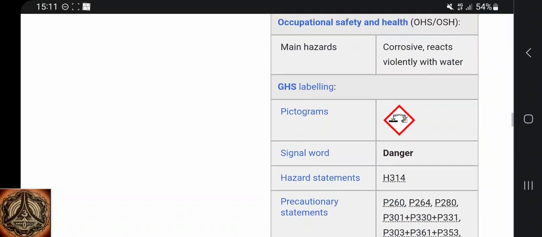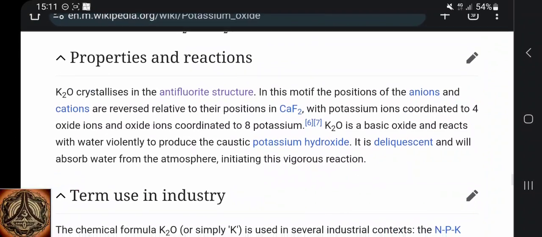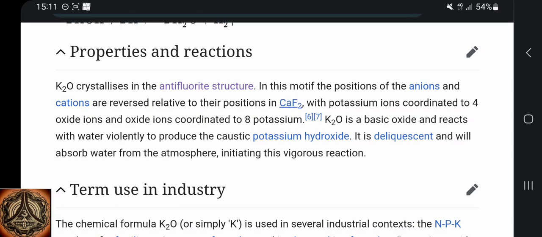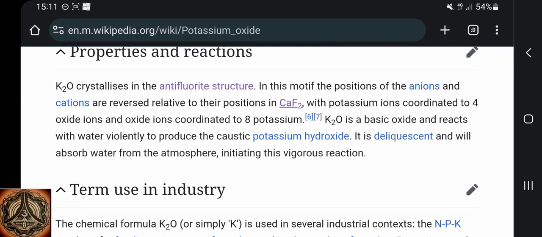Let's go a bit further down and read a bit more. K2O crystallizes in the antifluoride structure. In this motif, the positions of the anions and cations are reversed relative to their positions in CaF2, calcium fluoride, with potassium ions coordinated to 4 oxide ions and oxide ions coordinated to 8 potassium.